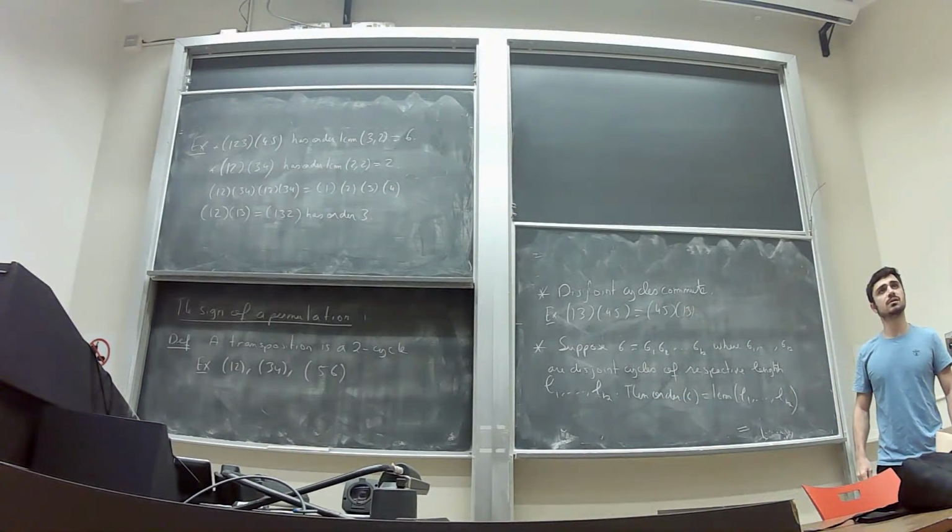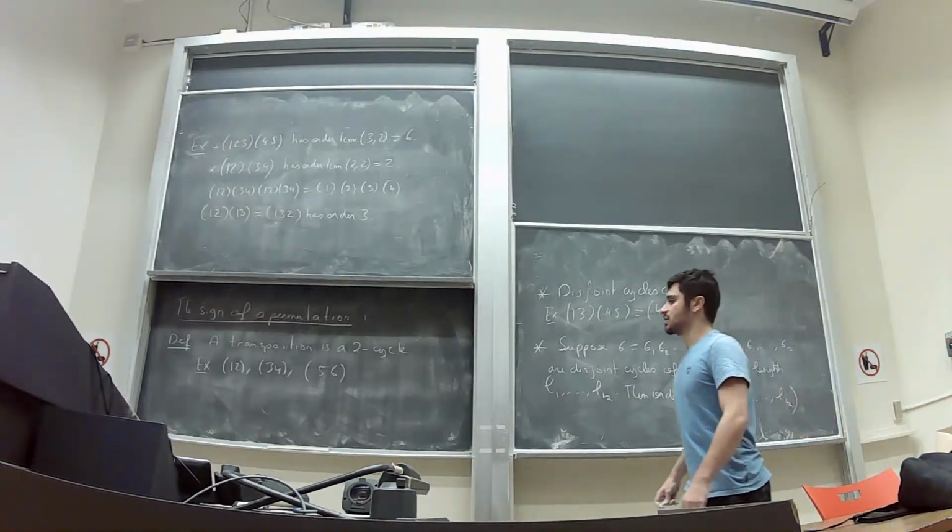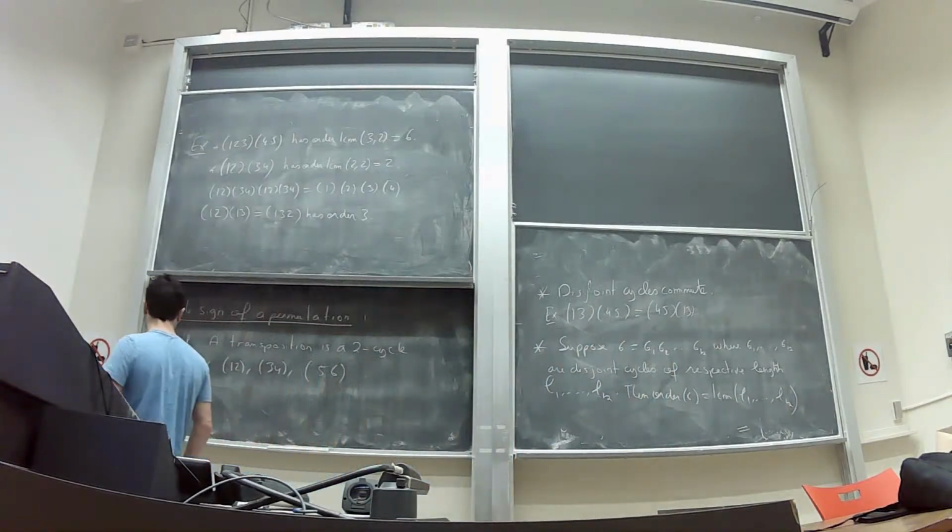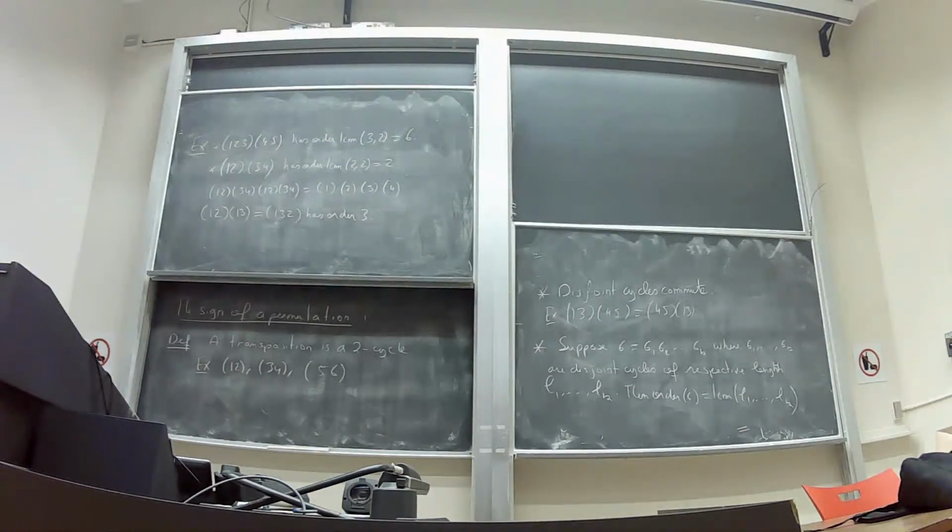Everybody, are we good with this? Yeah. Okay. So a transposition is a two-cycle. Basically, you only flip two elements and you keep the rest fixed. Right? Great.